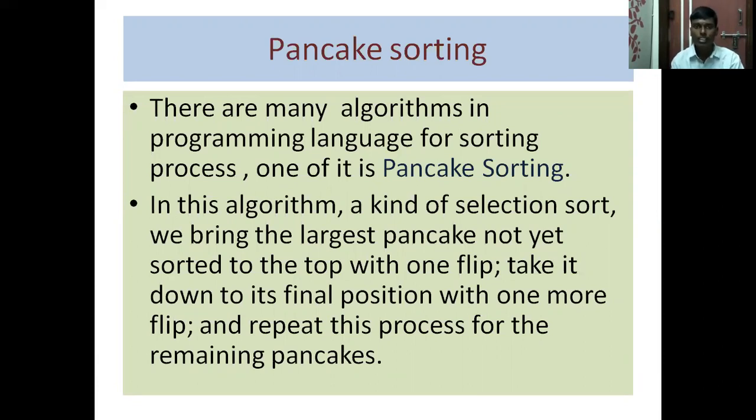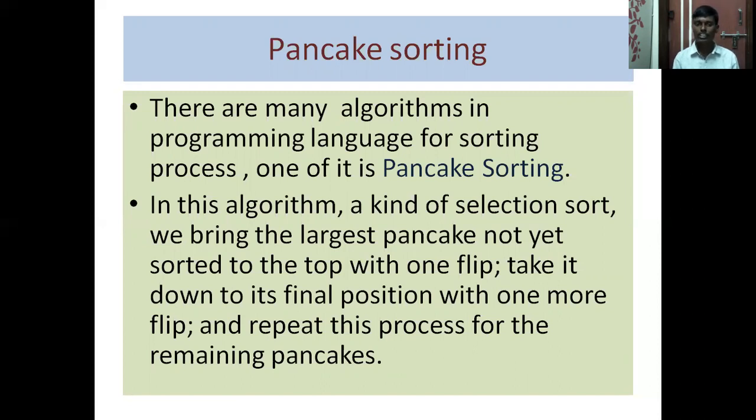There are many algorithms in programming languages for the sorting process. One of them is pancake sorting. Not only pancake sorting, there are many algorithms such as insertion sorting, selection sorting and different types of sortings. One of the topics we are going to explain today is pancake sorting. In this algorithm, a kind of selection sort, we bring the largest pancake not yet sorted to the top with one flip, take it down to its final position with one more flip, and repeat this process for the remaining pancakes. By listening to the theory, it will be somewhat difficult to understand, but I will explain in the further slides in an easier manner.